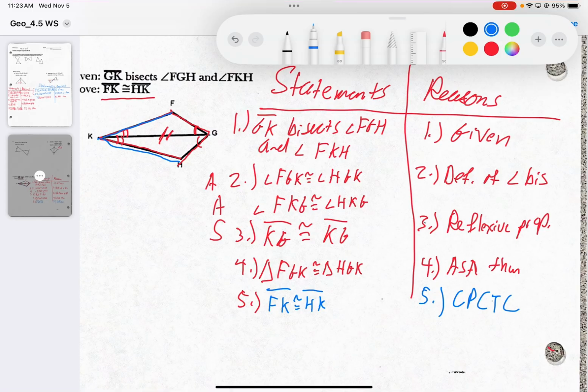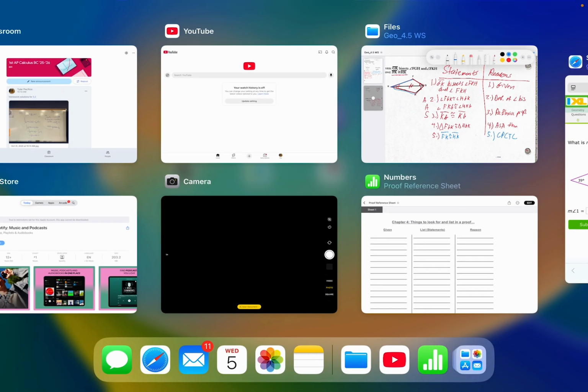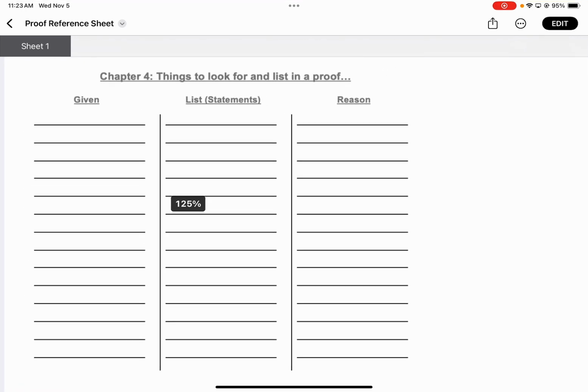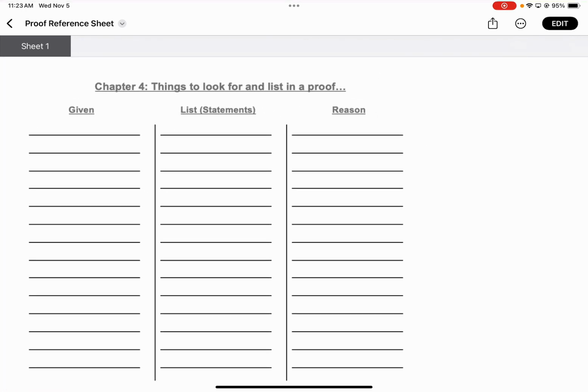okay, all right. Proof reference sheet, here we go. I developed this a couple years ago with my kids in the past, and I think it's been beneficial for them, so I'm sure it'll help for you guys as well. All right, so here's how this is structured, okay?